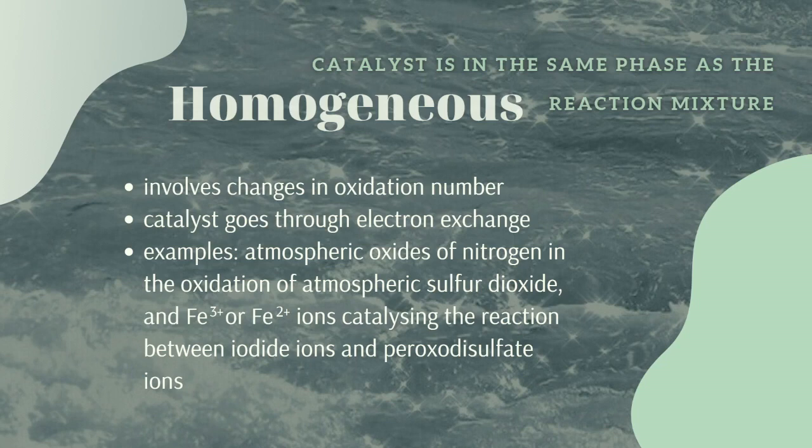Oftentimes, changes in oxidation number of the ions involved in the catalysis occur as the catalyst undergoes electron exchange with the rest of the reactants. This is also why transition elements often make good catalysts, as most of them have the ability to change oxidation numbers. Two different examples of homogeneous catalysts include atmospheric oxides of nitrogen, which are involved in the oxidation of atmospheric sulfur dioxide, and also Fe3+ or Fe2+ ions that catalyze the reaction between iodide ions and peroxodisulfate ions.